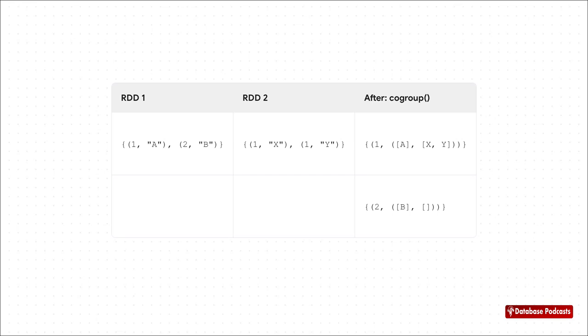Take a look at key 1. It exists in both RDDs. The output gives us a pair of lists. The first one has the value from RDD1, which is A, and the second list has both values from RDD2, X and Y. Now here's the cool part. Look at key 2. It's only in the first RDD, but cogroup doesn't throw it away. It includes it and just gives you an empty list for the second RDD. This is so useful because it means you never lose any of your keys.